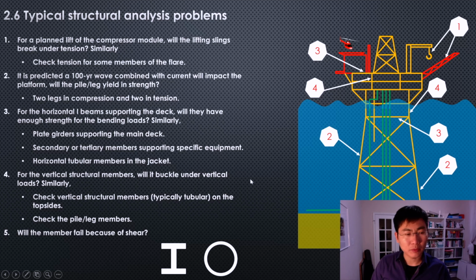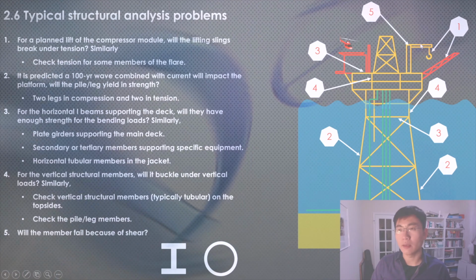The last type of question is, will the member fail because of shear? Again, this crane is a good example. We know the force is coming down this way, and it's trying to shear this member. So if the member shear strength is not enough, it could fail.